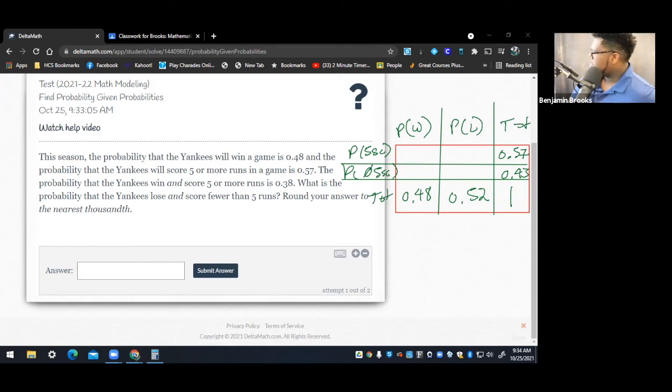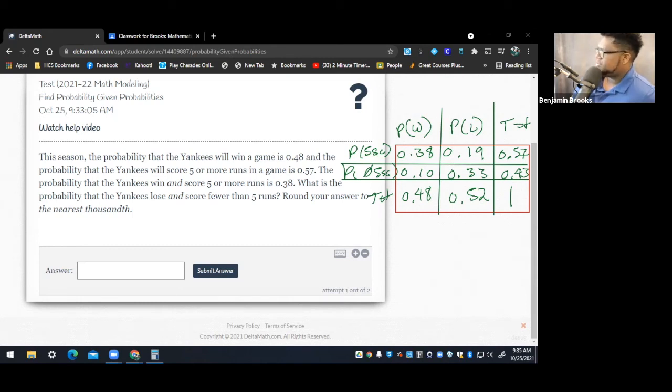Now, let's see. The probability the Yankees will win and score 5 or more runs is 0.38. So that's that intersection right there. So that means that this will be 0.10. You can literally fill out the rest from here. You could say 0.10 minus that is going to be 0.33, and 0.38 minus 0.57 is going to be 0.19, which everything else should add up to be what you expect it to be, and it does.